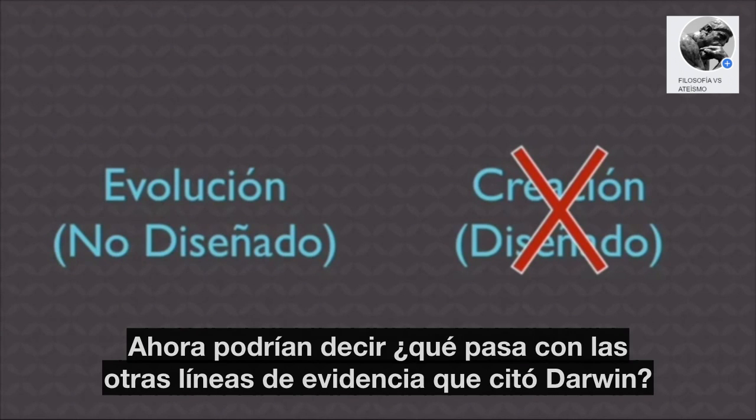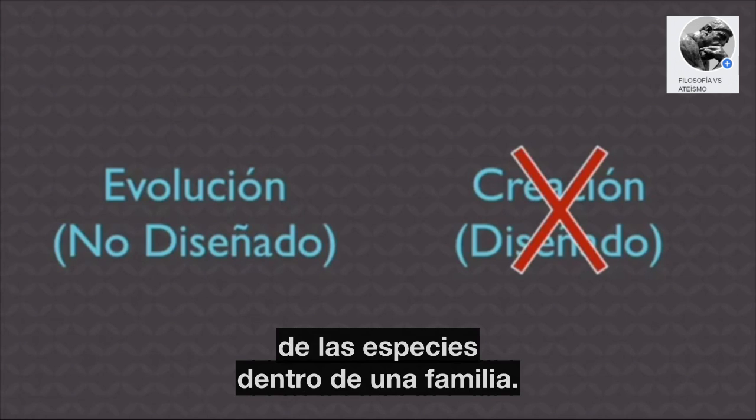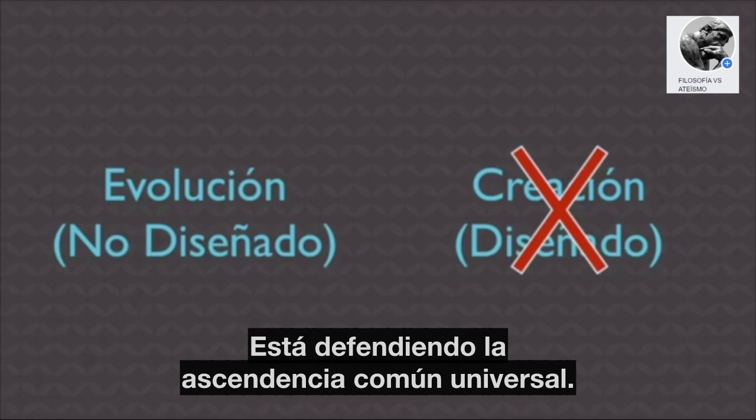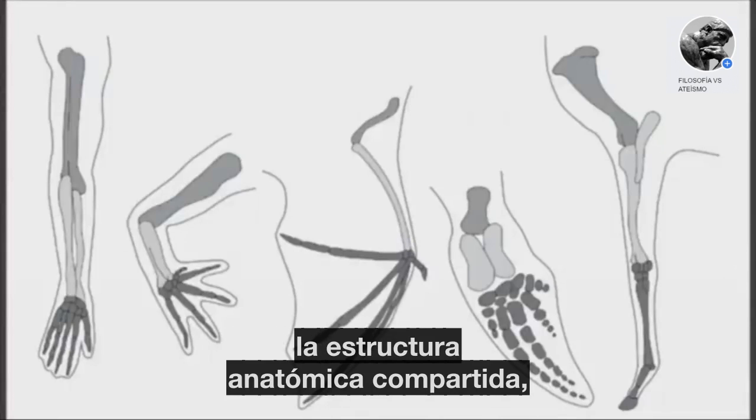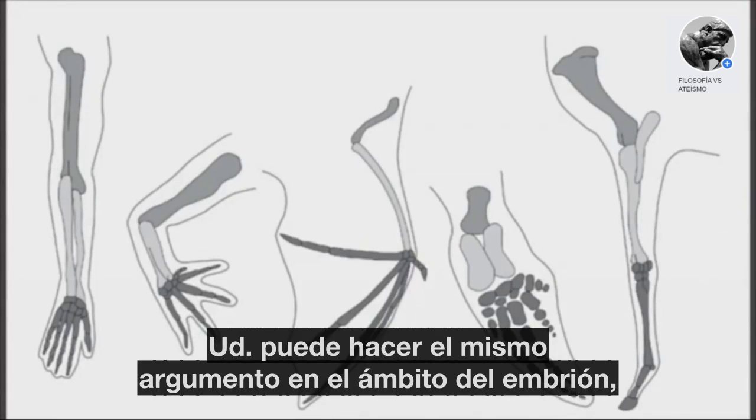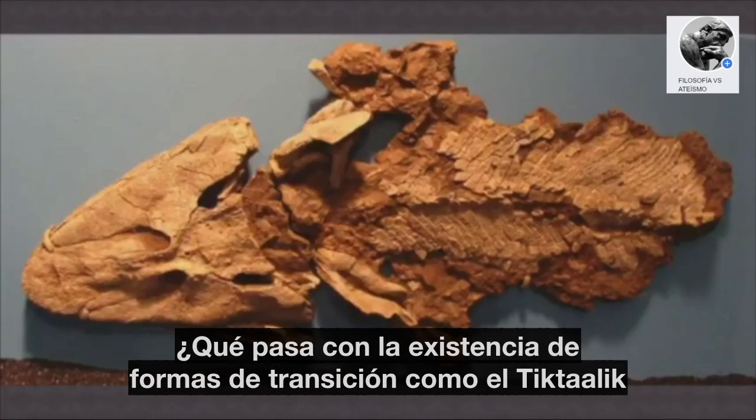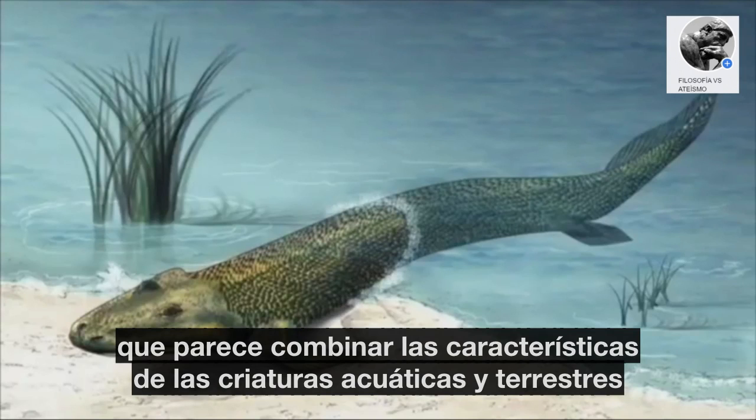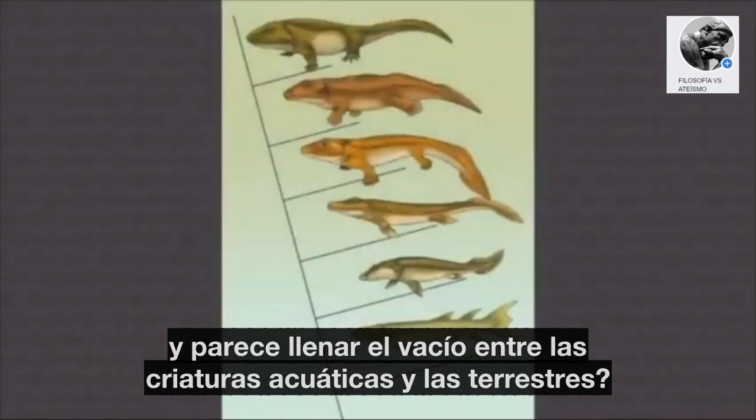Now you might say, what about the other lines of evidence Darwin cited? After all, he's not arguing for the common ancestry of species within a family, he's arguing for universal common ancestry. So what about the evidence from homology? The shared anatomical structure. You can make the same argument in the embryological realm, and in the genetic realm. What about the existence of transitional forms like Tiktaalik that seems to blend the features of aquatic and land creatures and seems to fill the gap between aquatic creatures and land ones?